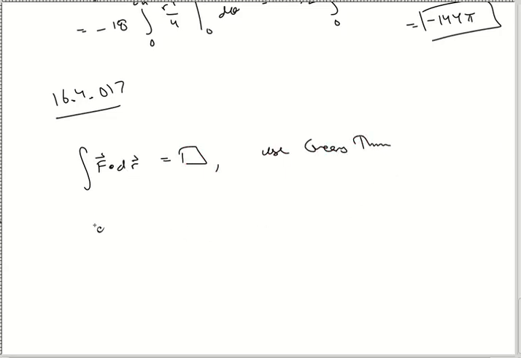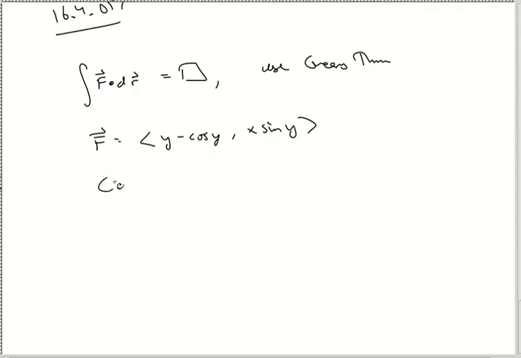Okay, sure. They give me an f is equal to y minus cosine of y, and then x times sine of y. And they want this curve to be within a circle, and then they give me the equation of the circle, x minus 2 squared, and then y plus 8 all squared is equal to 4. And they say it needs to be oriented clockwise. That's going to be an important aspect here in a minute.